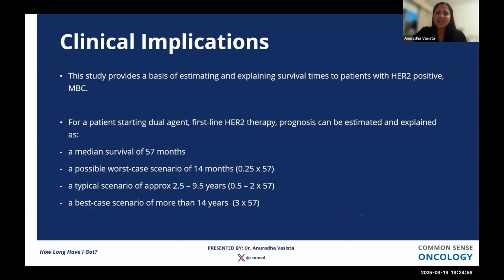So what can we tell our patients and what can we take away from this? For a patient who's coming into your clinic who's starting first-line HER2 therapy for metastatic breast cancer, prognosis can be estimated and explained as a median survival of 57 months, a possible worst-case scenario of 14 months, a typical scenario of 2.5 to 9.5 years, and a best-case scenario of potentially more than 14 years.